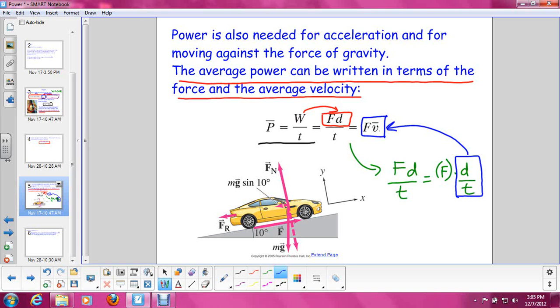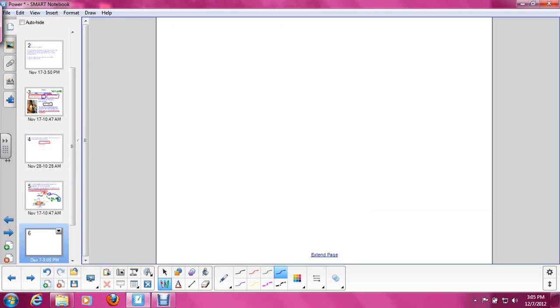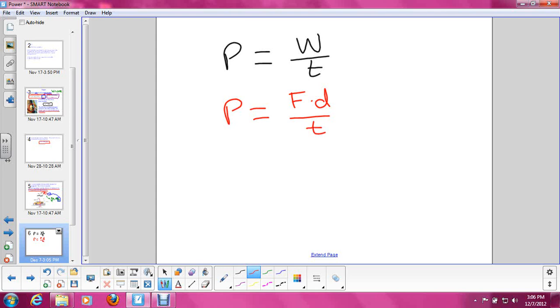So let me write all of those down for you. We have power is equal to work divided by time. Power is equal to force times distance over time, and all I did was plug in our equation for work. We have power equals force times velocity, and there I took the definition of velocity, distance over time, and just replaced it.